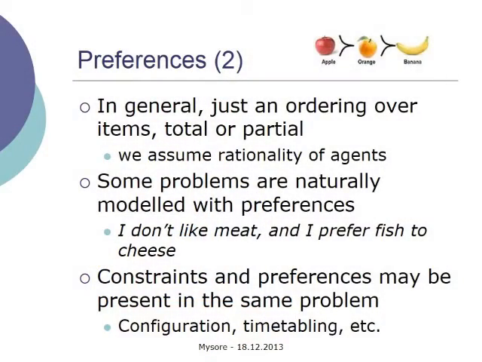And in general, when people talk about preferences, expressing a preference over some items just means giving an ordering over the items. When I say an ordering, it doesn't mean that it has to be a total, linear order. It could have incomparability, it could have missing things, but it is just an ordering over things. Like, I prefer apples to oranges to bananas. And this is a special case of a linear order, but in general, it doesn't have to be a linear order.